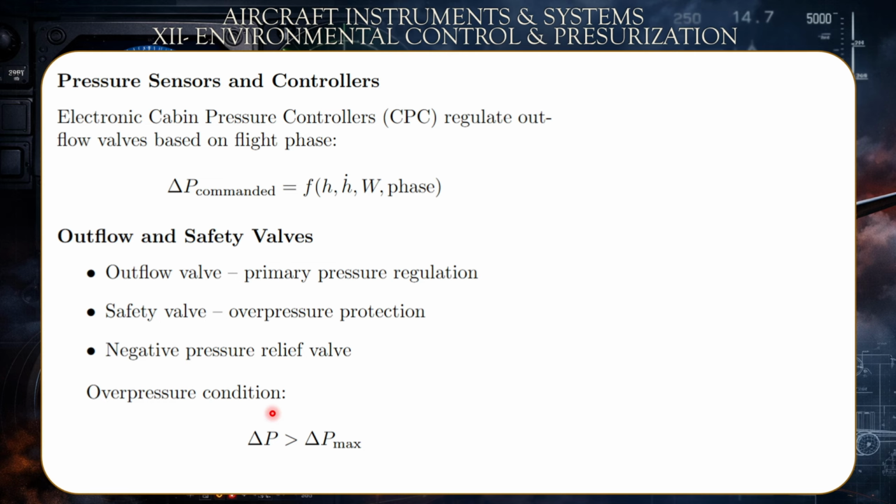Overpressure condition is given by delta P greater than delta P max. In other words, for the overpressure condition to be met, the difference between the cabin pressure and the external pressure should exceed a certain threshold for it to be considered as an overpressure, which would be dangerous against the skin of the airplane and also against the passengers, at times.